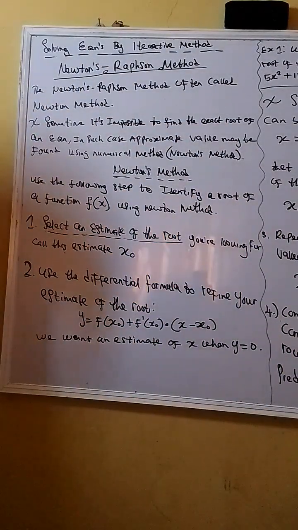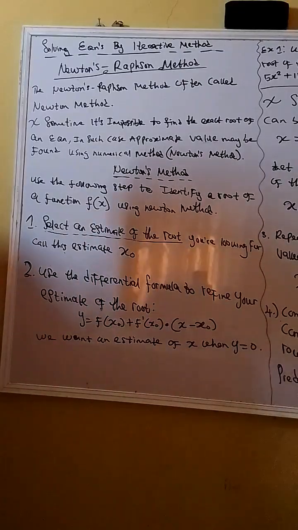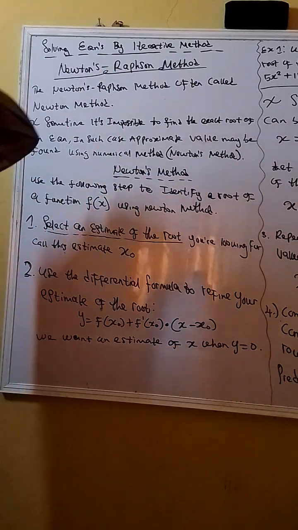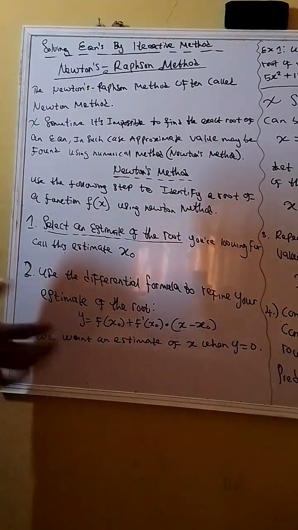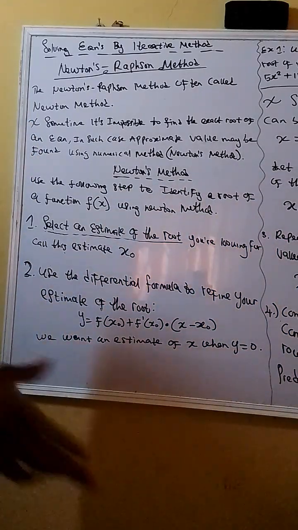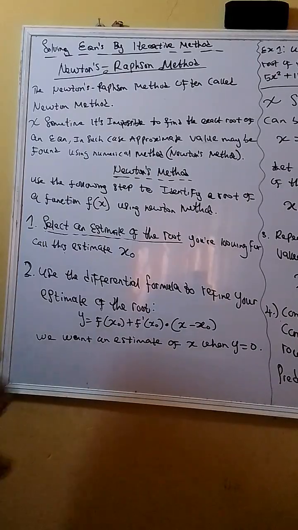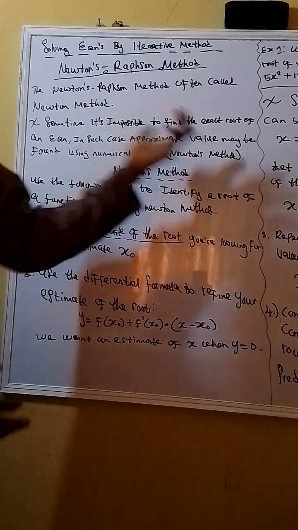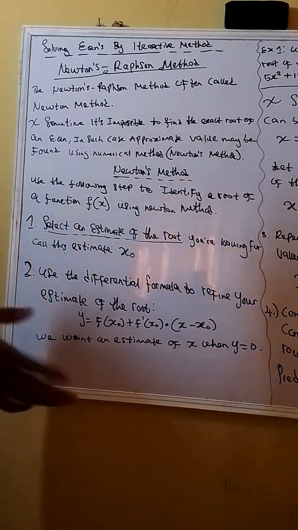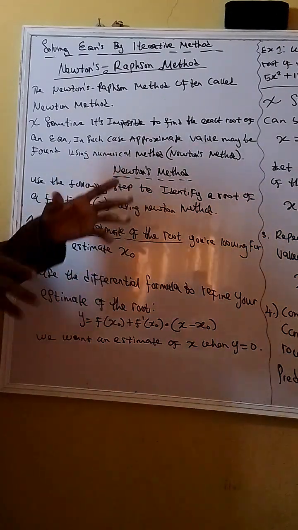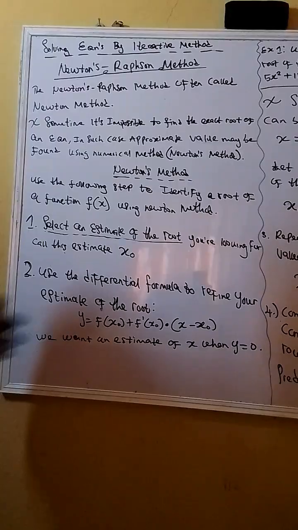We're talking about solving a certain equation by what we call an iterative method. One that captures my view is the Newton-Raphson method, which people usually call the Newton method. At times it's impossible to determine the exact root for some equations. In those cases, an approximate value can be found using a numerical method, and the popularly known one is the Newton method. It's much easier and a little bit specific.